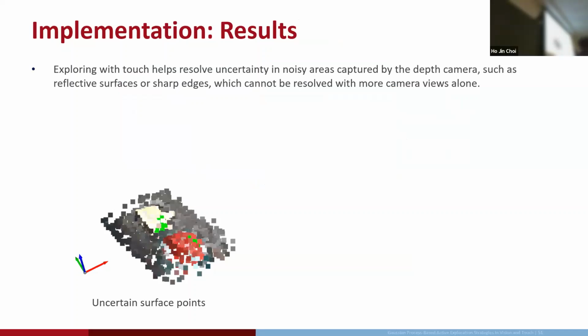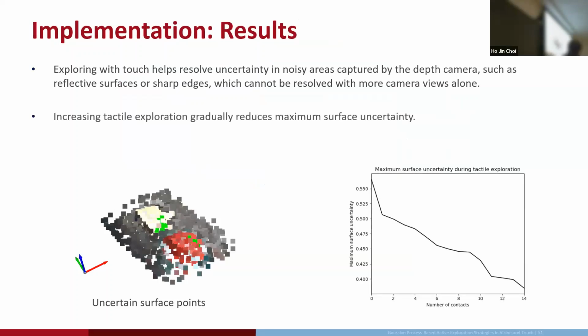What we saw from doing this was that the tactile surface uncertainty was able to identify the areas that were noisy in the camera, which were the reflective area of this red hole and the sharp edge of the wooden box. And it tried to touch those areas first before the other areas. We could also see, this might be a little obvious, that the maximum uncertainty of the scene we were trying to explore kept decreasing as more contact points were integrated into this exploration.